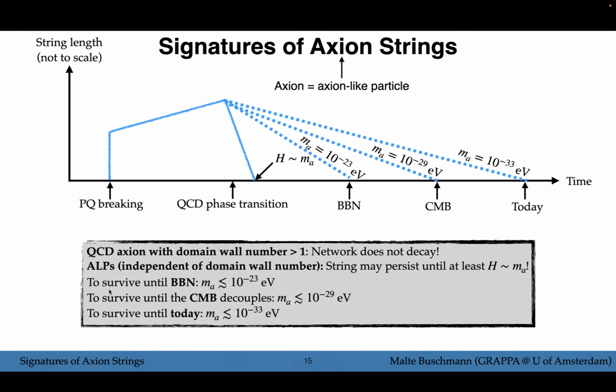Now, of course, ALPs are not the only way to have your string network survive until today. If you have a domain wall number larger than one, your string network can also be much, much more long-lived, as we said earlier today. So there are other ways, but then you also have domain walls. So just for simplicity, I will just refer to ALPs for today. And particularly, I will refer to relatively light ALPs that are lighter than 10 to the minus 23 eV, just so that we have any observable signatures.